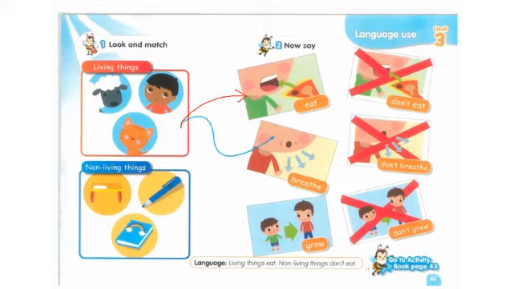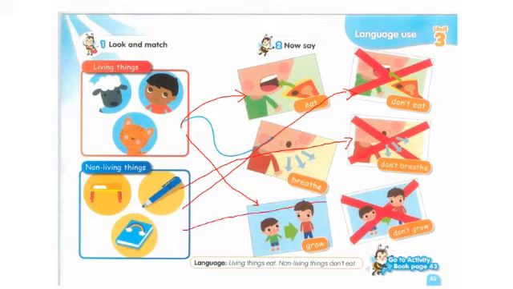And living things grow, right? Second, we have the non-living things. Non-living things don't eat. I'm going to match it now. Okay. Non-living things do not breathe, right? They don't breathe. I'll match them. And finally, non-living things don't grow. Let's match it. Okay, next page.